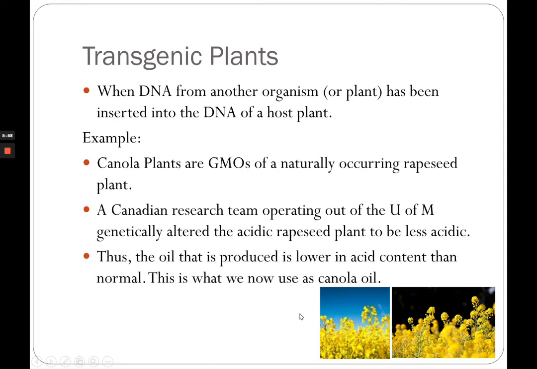Okay, so the oil that is produced in canola plants is actually lower in acid content, okay, than the original plant. So that's why we tend to use canola oil as a cooking oil. Okay, it's less acidic and it actually tastes better. Now, the word canola is actually an acronym. Canola stands for Canadian Oil Low Acid. So even the name itself is a reminder of what was genetically altered in order to produce canola oil. Okay.